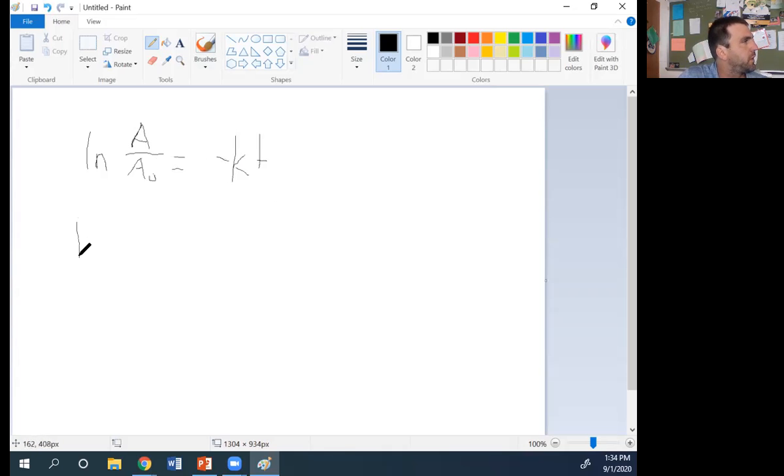So in the problem, am I looking for A or AO? I'm looking for A because I'm looking to know how much is going to remain. So I'm going to put X in there for A, over 95.6. The units don't matter. My answer will be in milligrams.